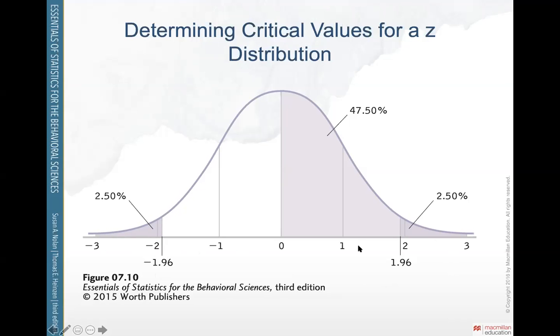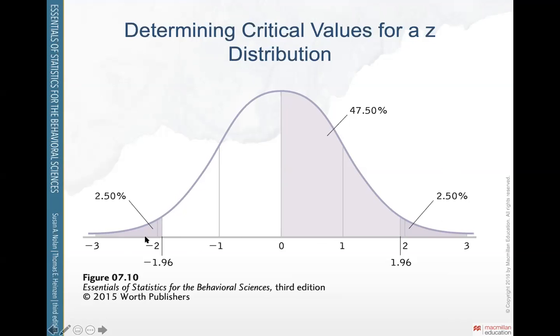A related question: if you use my z-table and you look up 1.96, what is the percentile for a z-score of 1.96? Remember, when I ask you percentile, I'm asking you how much area is to the left. So if you looked up 1.96 in the z-table, how much area is going to be to the left of that number? 97.5%. And if you take 100 minus 97.5, you get 2.5%.